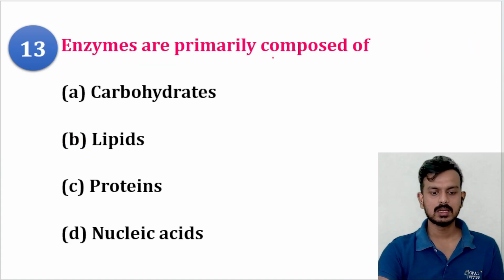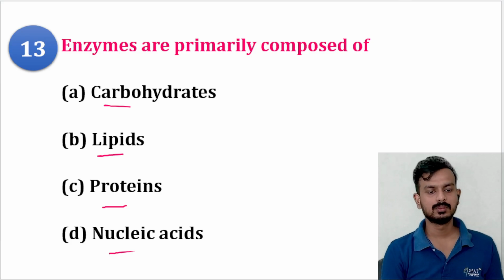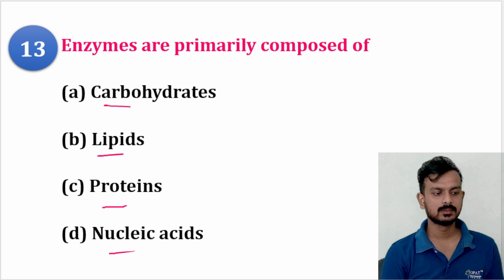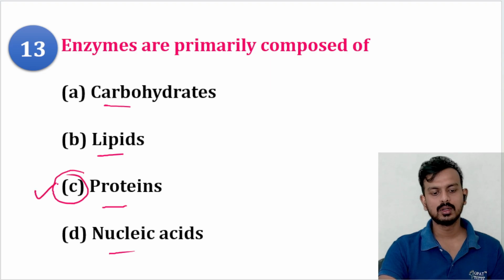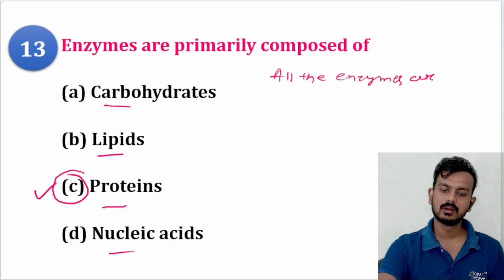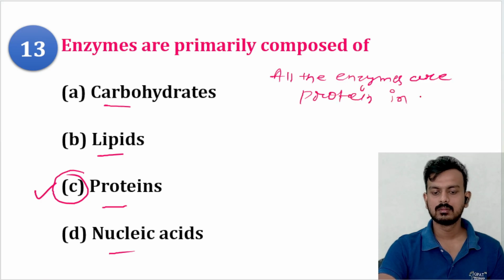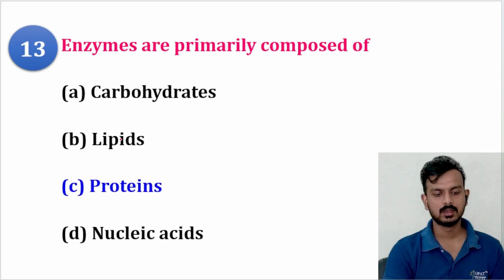Okay, next question. Enzymes are primarily composed of carbohydrate, lipids, proteins, or nucleic acid. Enzymes are primarily composed of protein. I told you, all the enzymes are proteinous in nature. All the enzymes are protein in nature. Next question.